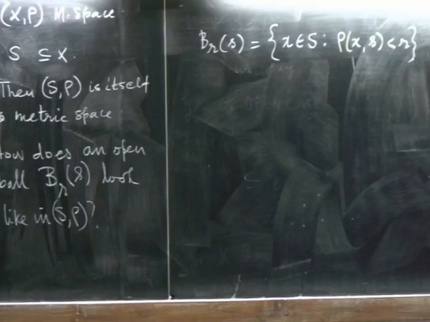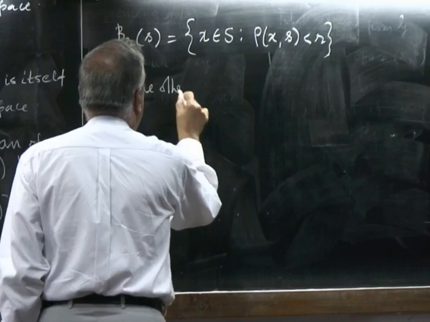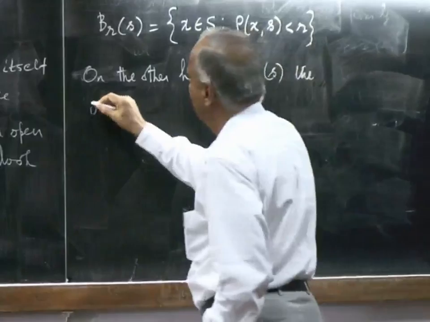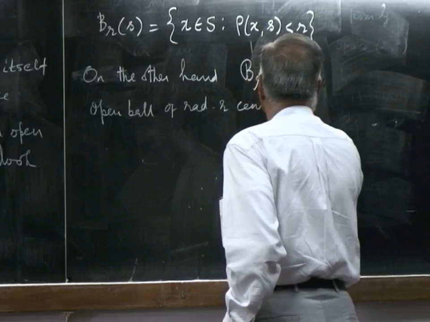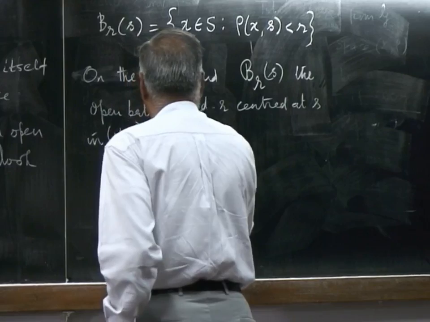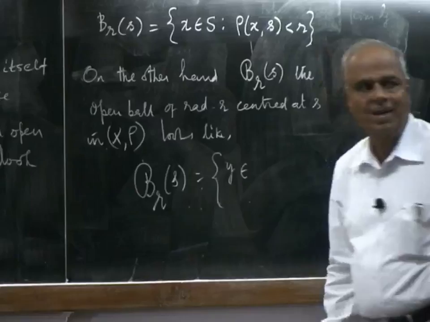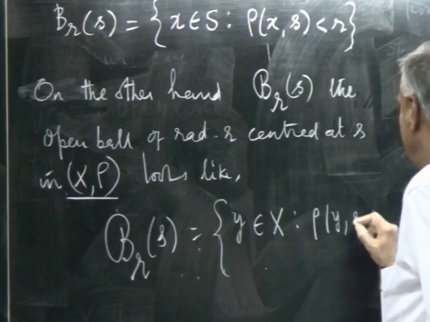Now on the other hand, the open ball of radius r centered at s in the metric space X with rho looks like this: B_r(s) will be the set of all y in, where? I am looking at this bigger universe now. All those points y in X which are within a distance of r.